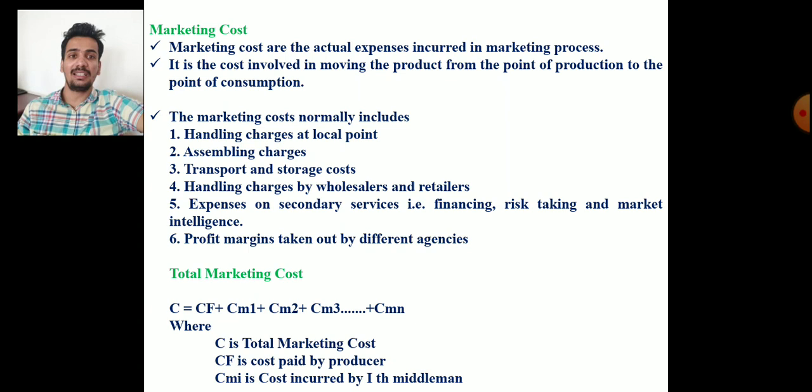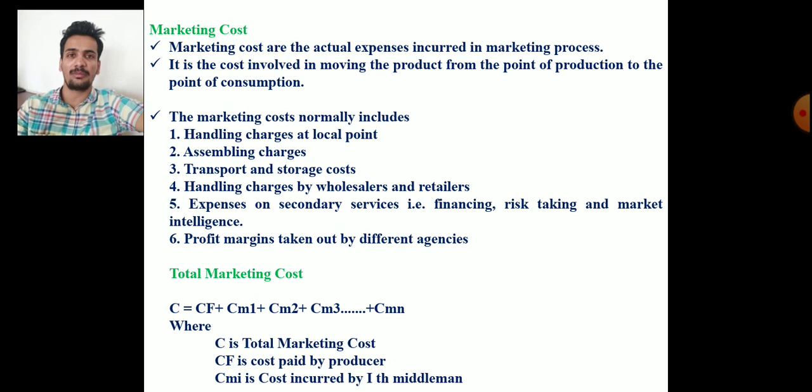Now we have to see the formula for calculating the total marketing cost. The total marketing cost is calculated by the formula C = CF + CM1 + CM2 + CM3 up to CMn. Now what is CF? CF is the marketing cost paid or incurred by the producer.